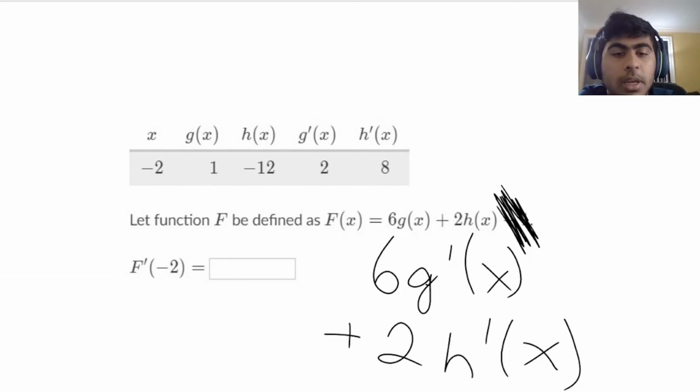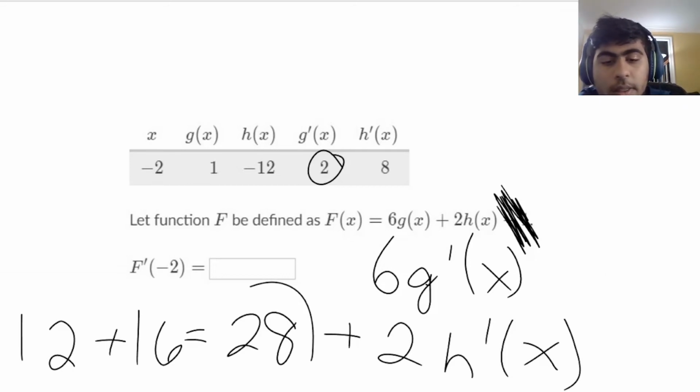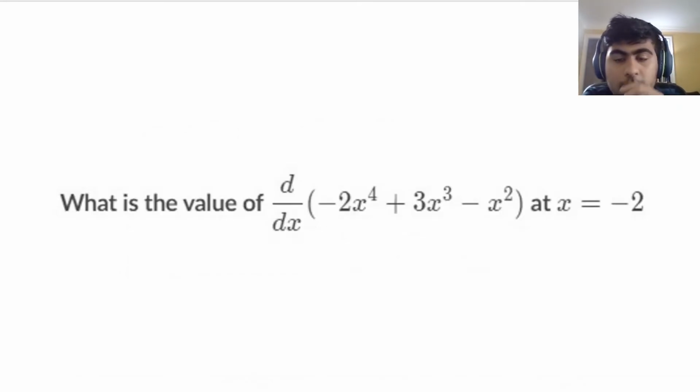And now we just need to plug in minus 2. Plugging in minus 2 into g prime of x, we get 2. 6 times 2 is 12. Plug into h prime of x, we get 8. 2 times 8 is 16. 12 plus 16 is obviously going to be 28. And that is our answer. Let's get on to the next question.